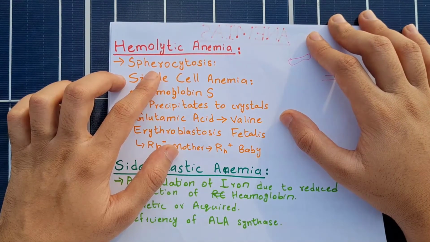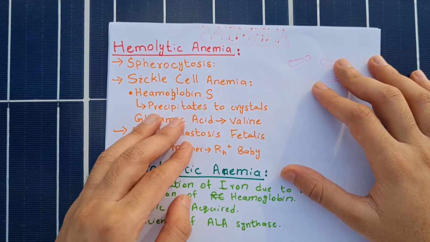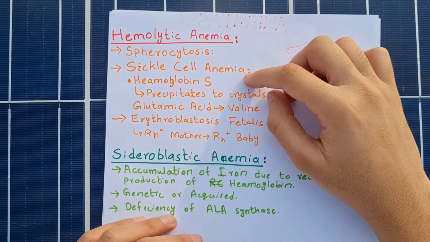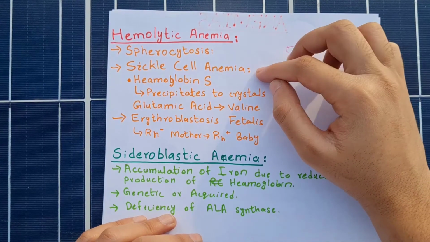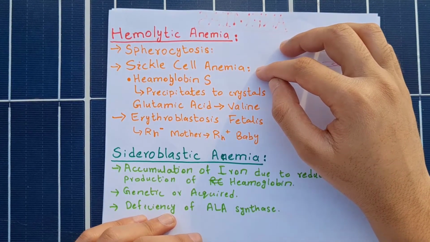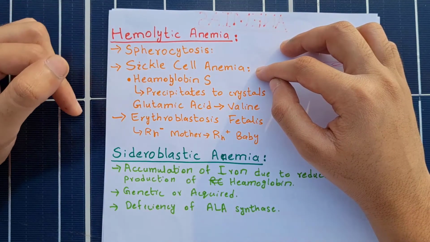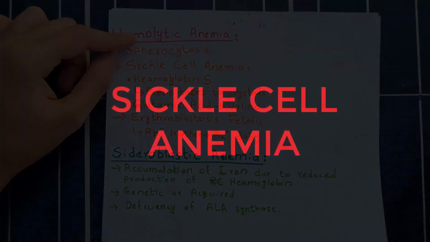The RBCs produced are of spherical shape instead of the normal biconcave shape, so they fail to squeeze through capillaries and are ruptured easily. Similarly, in the case of sickle cell anemia, the RBCs produced are of sickle shape rather than the normal biconcave disc shape, so they fail to squeeze through capillaries and are ruptured easily. All these types lead to reduced life of RBCs and result in anemia.